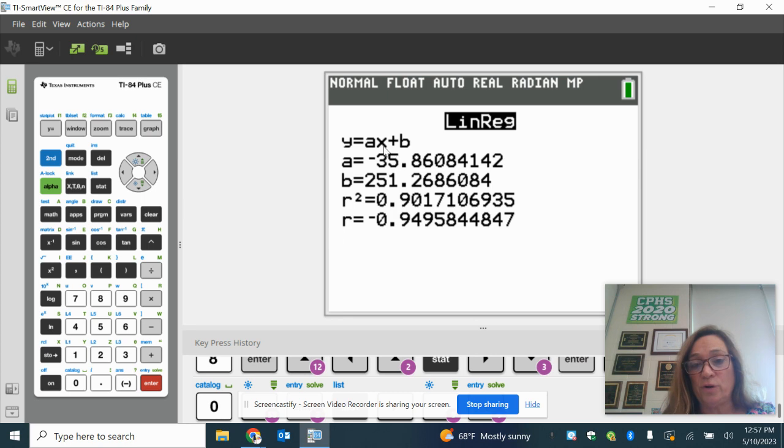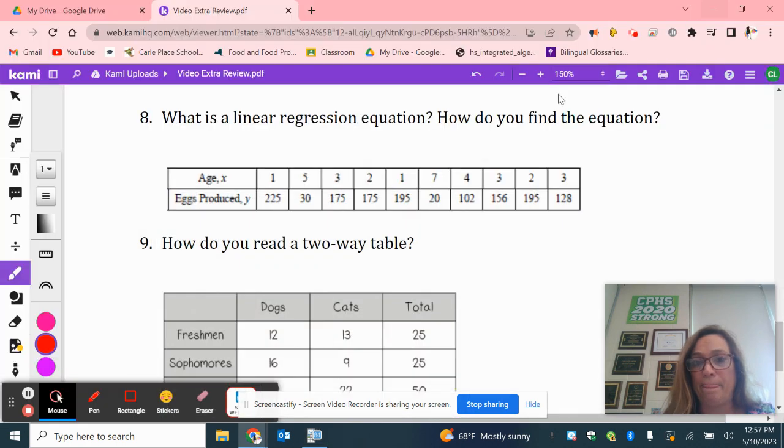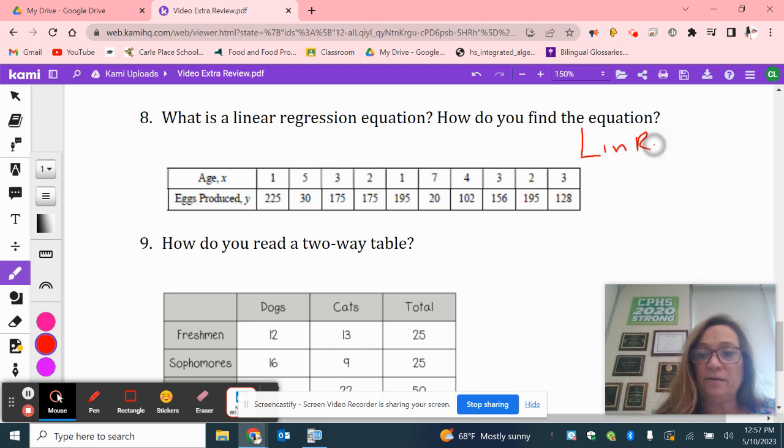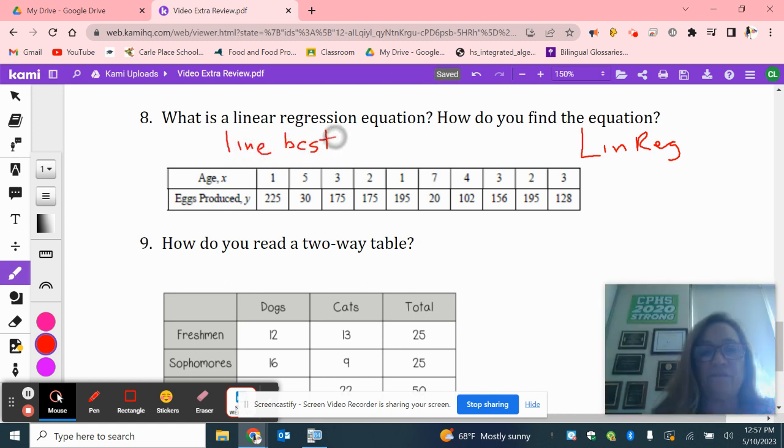Now, you always want to make sure this is the slope, negative 35.86. You always want to make sure that the signs match. A negative R is showing you a negative slope as well. Okay? That's a very strong correlation. That's a good one. Really good. Okay. So it's linear regression on the calculator. And it's a line of best fit. They call it a few things, but we're going to go with line of best fit. Line of best fit, prediction line, least squares line. They call it a bunch of things.